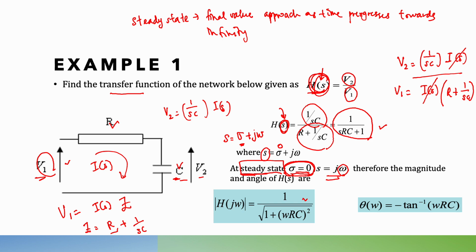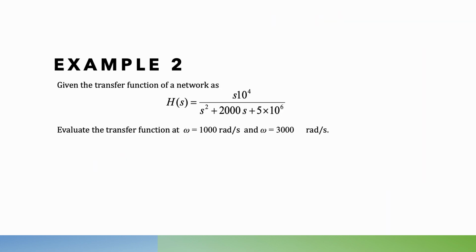Therefore, the magnitude and the angle of H(s) can also be calculated as shown below. Now let's look at another example. Example 2: given the transfer function of a network as H(s) equal to S to the power of 10 to the power of 4, over S squared plus 2000S plus 5 times 10 to the power of 6.